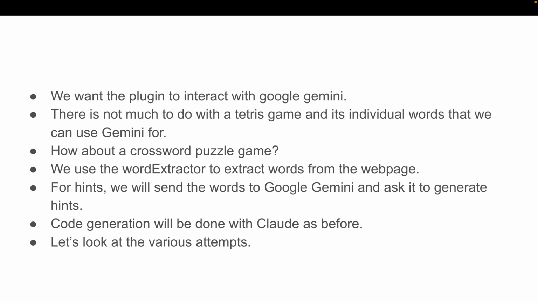This time we want our plugin to interact with Google Gemini, and there's not much that we can do with a Tetris game, and not a lot of insights that we can use the Gemini LLM for, as it's just individual words over here. But we could create a crossword puzzle game. So we use the same word extractor logic to extract words from the web page, and we'll use the Gemini LLM to create hints. So there's two things.